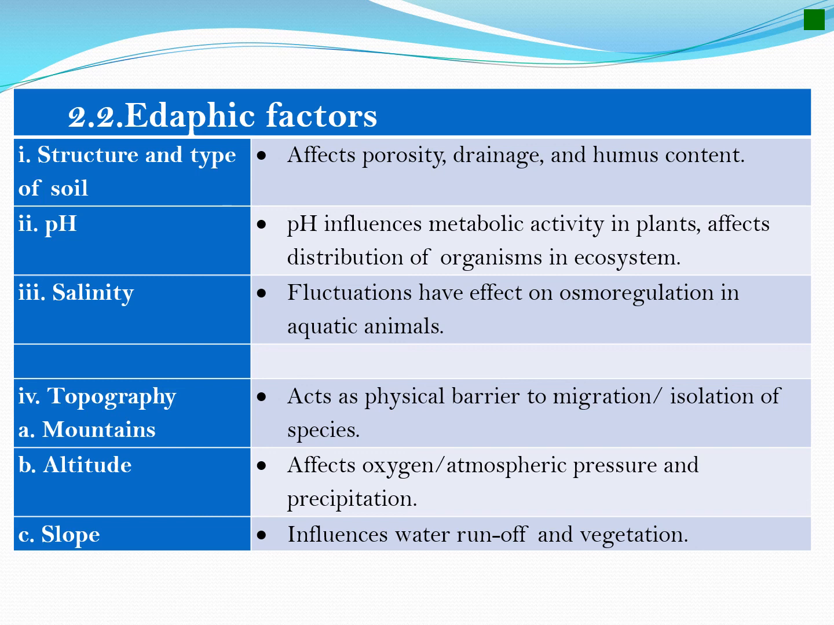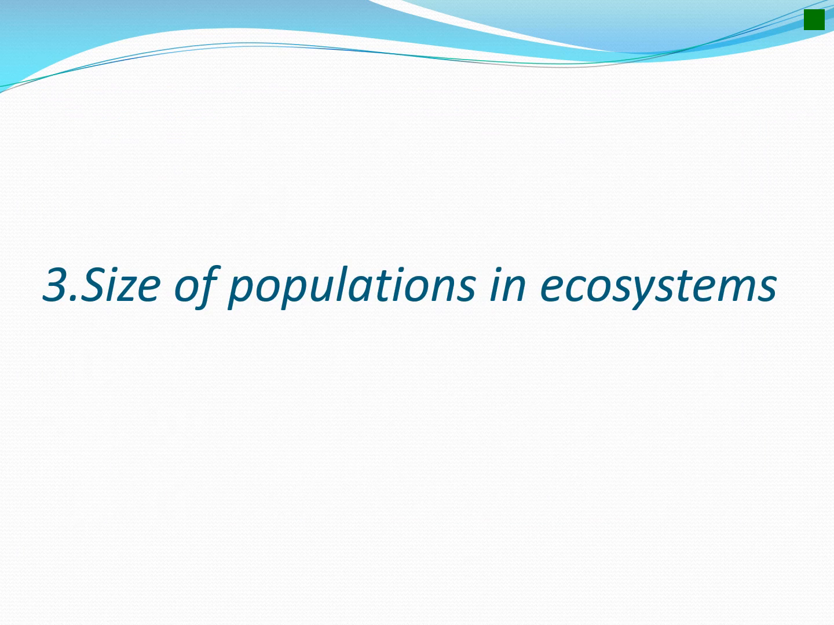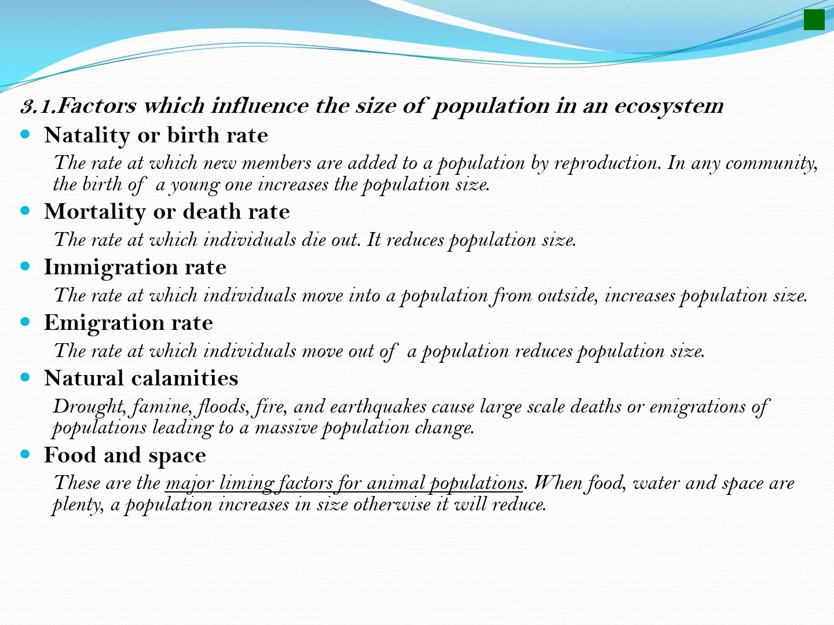We have finally the slope that is going to influence the water runoff and the vegetation. Size of populations in ecosystems. There are many factors that influence the size of populations in their ecosystems. Natality or birth rate. This is the rate at which new members are added to a population by reproduction. In any community, the birth of a young one increases the population size.